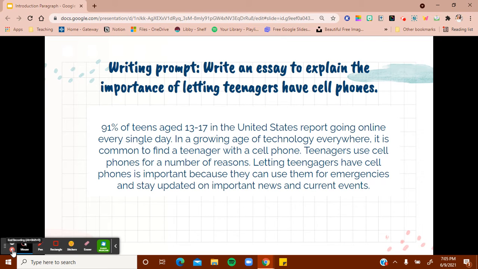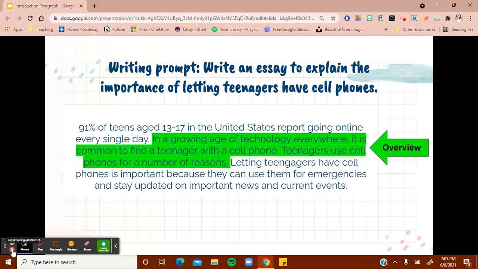Let's look at the same paragraph and figure out where the overview is. The 2 sentences that are highlighted in green, that is part of the overview because they're expanding more about teenagers using cell phones, and it's used as a bridge between the hook and the thesis statement.